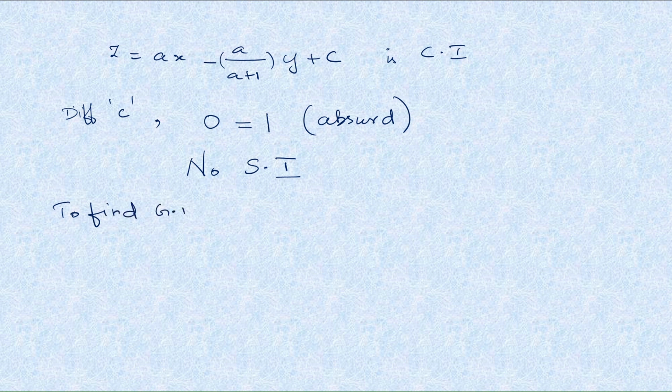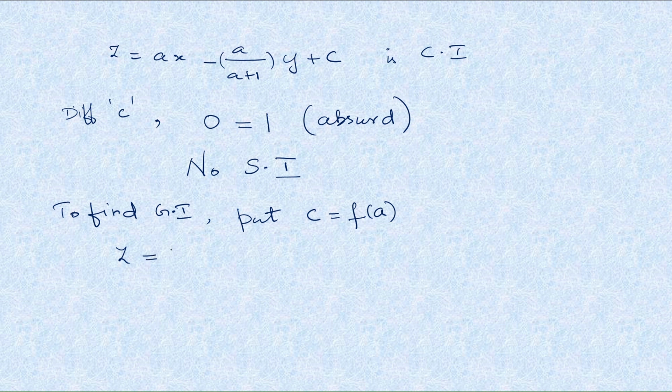To find the general integral, what we have to do here is put the arbitrary constant c as a function of another arbitrary constant a, because in this complete integral we are having two arbitrary constants. One is a, another is c. So one should be replaced in terms of the other. So let us substitute c equal to f of a in the complete integral.